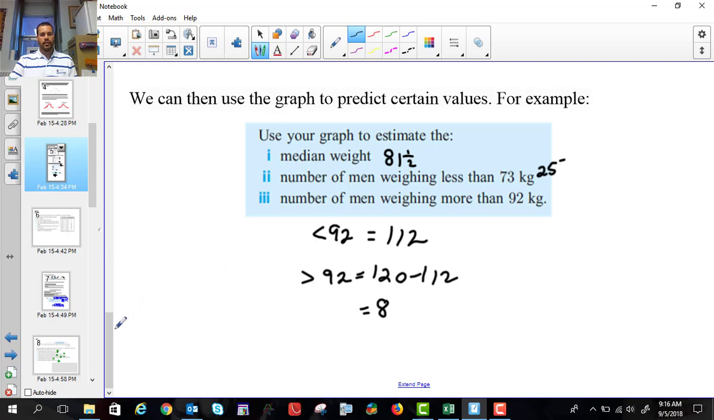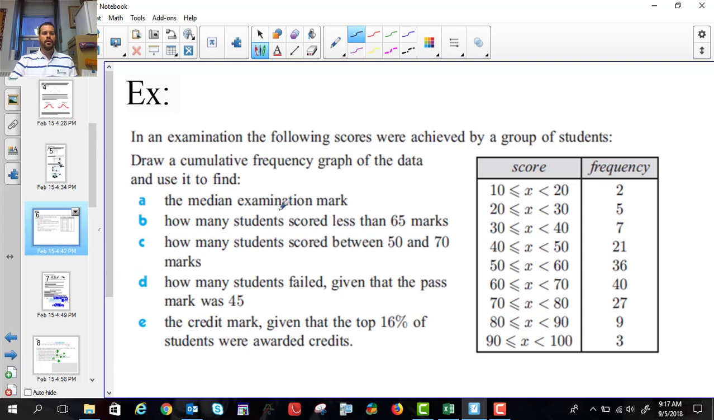So that's the idea behind a cumulative frequency graph. And what it allows you to do is find information about your data set in a different way than maybe a histogram or a stem and leaf plot. So here's another example. It says, in an examination, the following scores were achieved by a group of students. So based on these scores, you want to find the median, you want to find how many students scored less than 65, how many students were between 50 and 70, and so on.